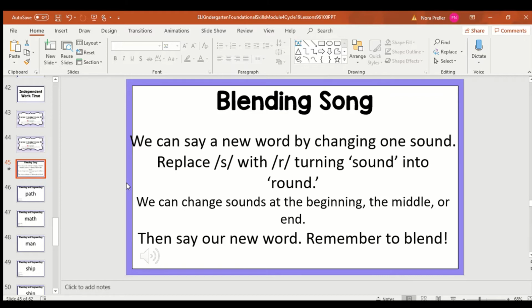Now we're going to sing the blending song. You've heard this song before, so go ahead and sing along with me. We can say a new word by changing one sound. Replace with turning sound into round. We can change sounds at the beginning, middle, or end. Then say our new word, remember to blend.